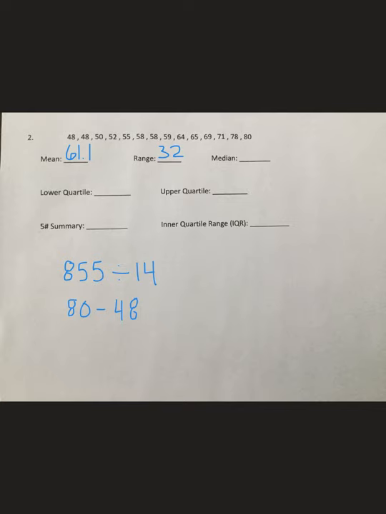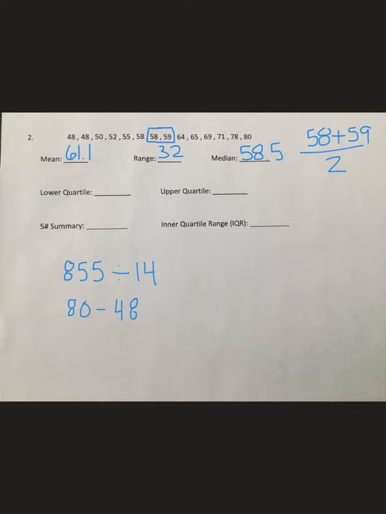My median, since I have 14 numbers, an even amount, I know that there's going to be 2 middle numbers. And these 2 middle numbers are 58 and 59. And what we said is if we have 2 middle numbers, we add them up and divide by 2. Essentially, you're splitting the difference there. So we end up with 58.5 as my median.